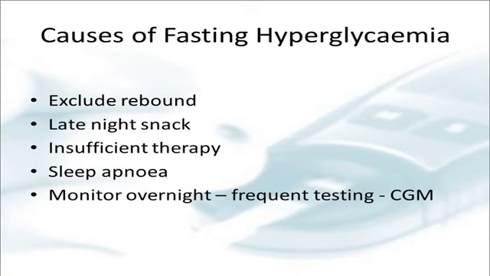Right. Now, it's worth saying that there are other things that can cause fasting hyperglycemia. For example, once you've excluded the rebound effect or the Somogyi effect, it may come as a result of late night snacking, insufficient therapy, or obstructive sleep apnea, and therefore we require continuous glucose monitoring to check it.